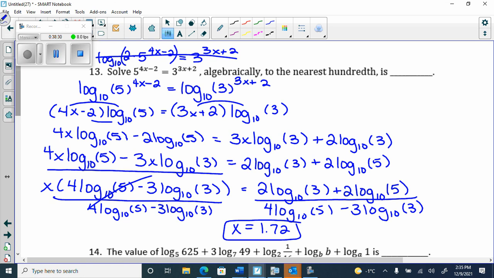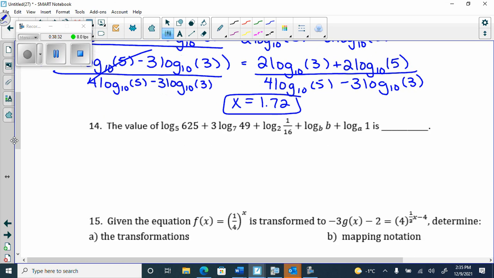Okay? This one here, we have log base 5 of 625. 5 to what power is 625? Help me. 4. Plus 3 times 2. Plus, and then 2 to the 16 to the negative 1. Is it negative 4? Negative 4? Yep.